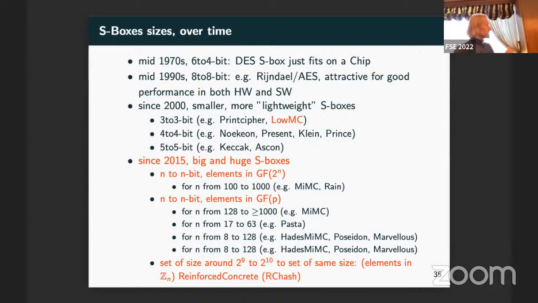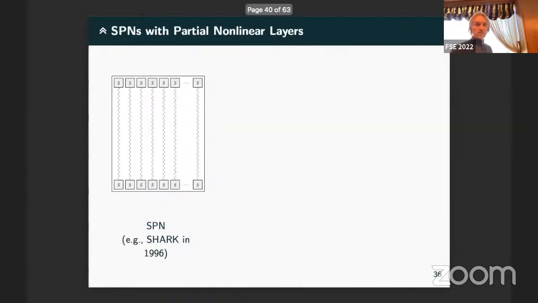I will not go much over the S-box size slide here. The message here is that the trends are going up and down a bit. But with this new design, we suddenly have nonlinear elements. I'm not sure if you want to call them S-boxes, but anyway, these nonlinear elements are suddenly very huge compared to before. And this again opens up a lot of questions about their analysis.